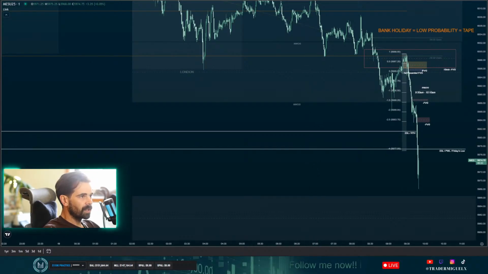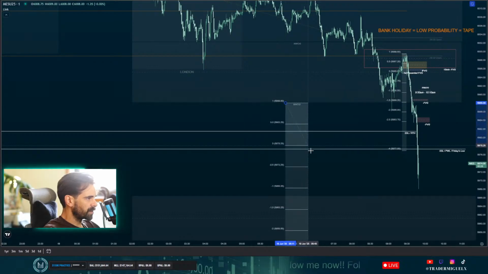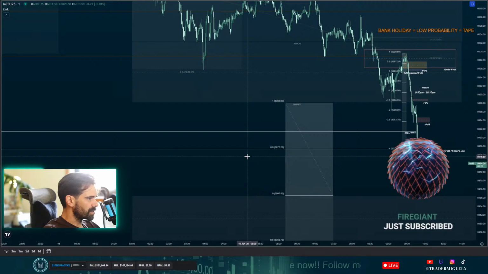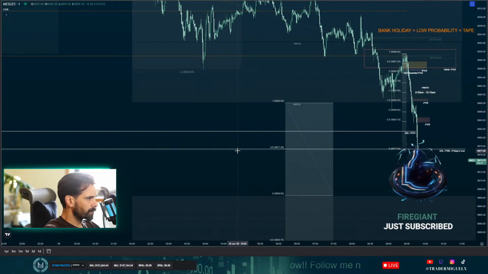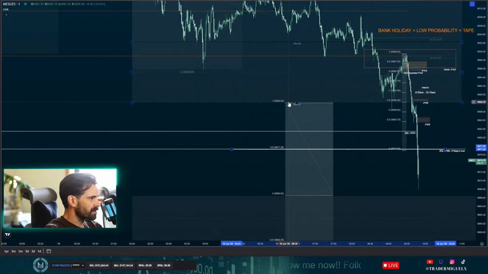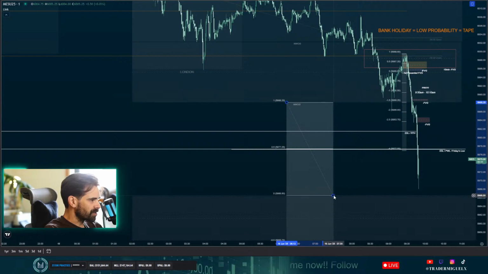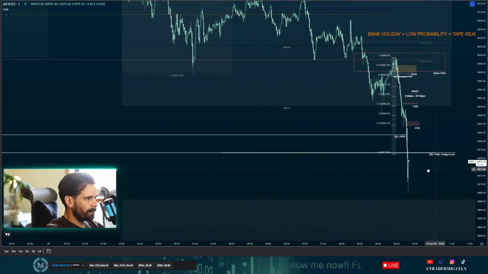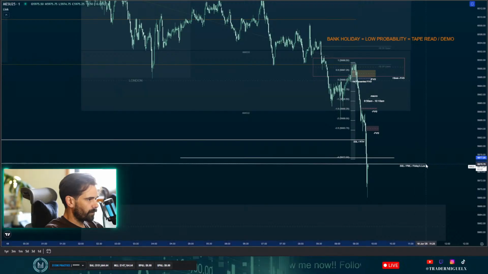So the event horizon should be somewhere near the midpoint of these two, which is right at Friday's low. This is not a coincidence, guys. This is a signature of the algorithm. So I will mark event horizon here.